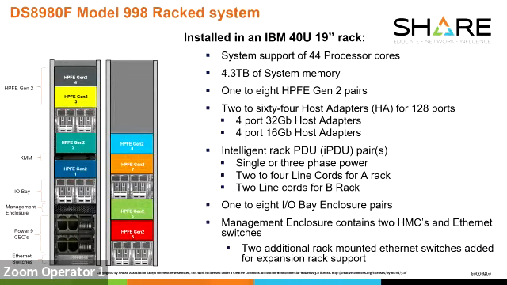Just so you can have an idea of what they look like, this is the 8980, and this is how it's laid out. It's got the 44 processor cores and 4.3 terabytes of system memory. It can have up to 128 ports for host adapters. You've got a pair of IPDUs. You can do 1 to 8 of the I/O bay enclosure pairs. And the management enclosure will have 2 HMCs and Ethernet switches.